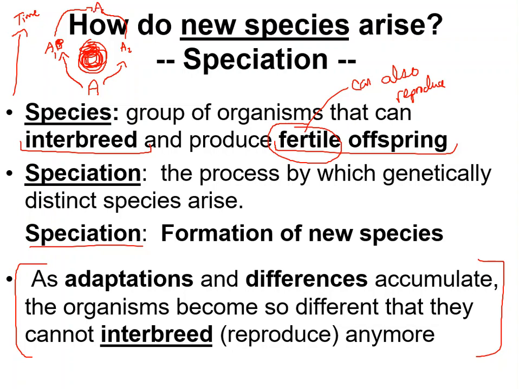Well, let's say when they come back together, they can't interbreed anymore. They can't make fertile offspring. So let's call these species B and species C. At what point did species A break into two different species, species B and species C? Well, it's not always an obvious answer.